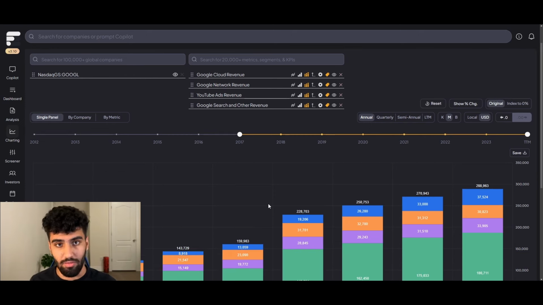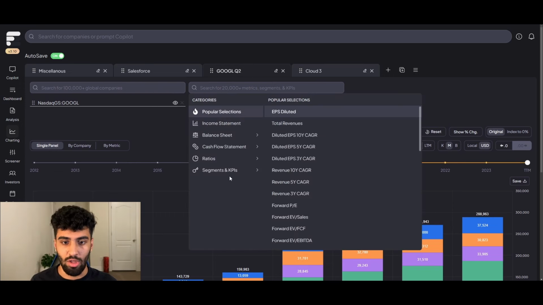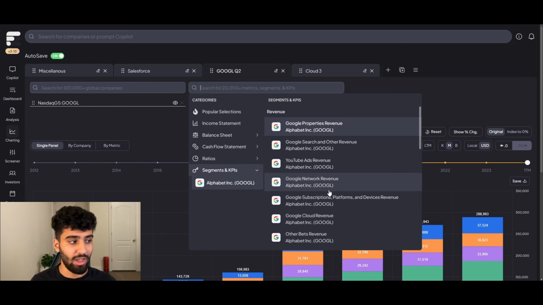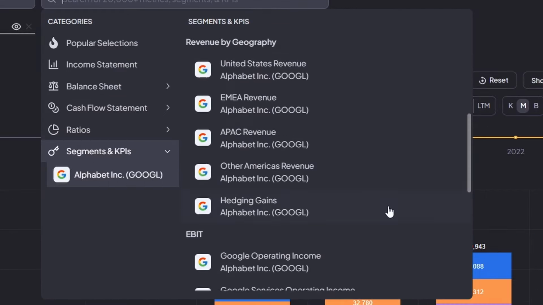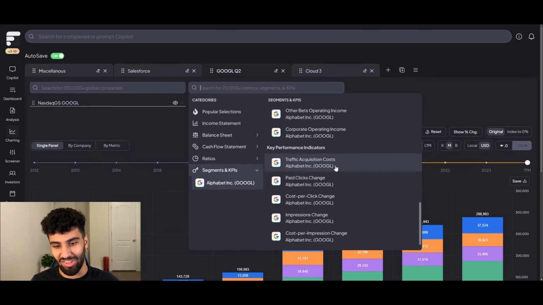The software in front of us that you're looking at is FinChat.io. One of the reasons why we're using FinChat.io is the segment and KPIs section. If you didn't know, FinChat has this honestly wonderful feature where you can go down into specific Google items that they track. So for example, YouTube revenue, the retention rate on YouTube Premium services, or the specific growth of Google's cloud revenue or Google Cloud profitability. It's on screen now. You can see paid clicks change, traffic acquisition costs. They've got a bunch of different stuff, right?